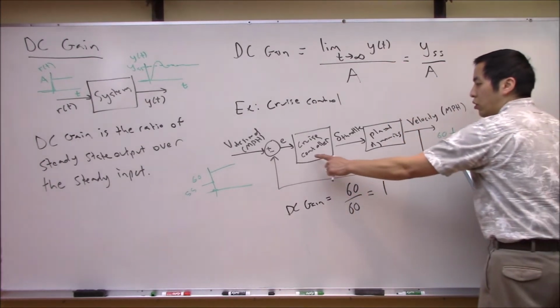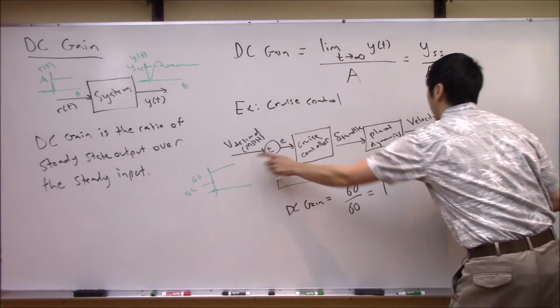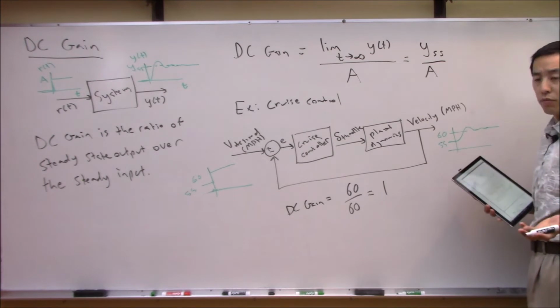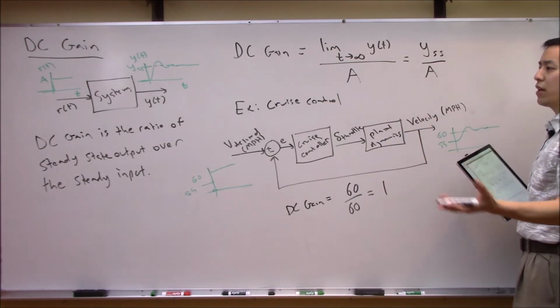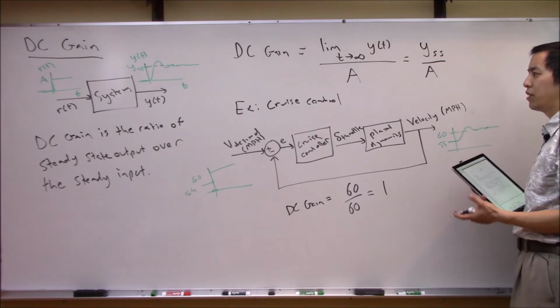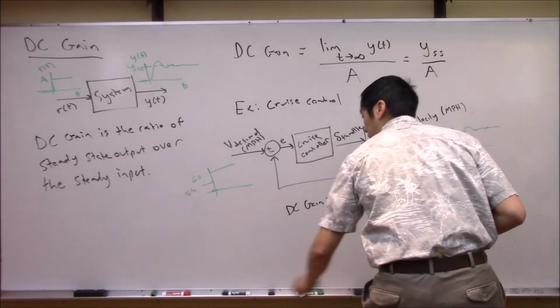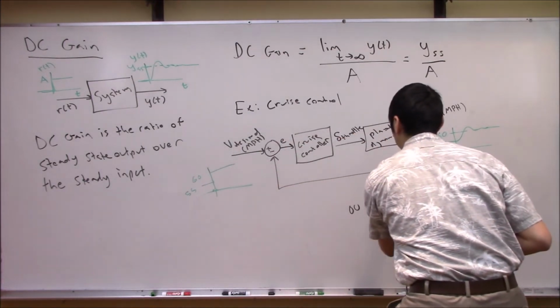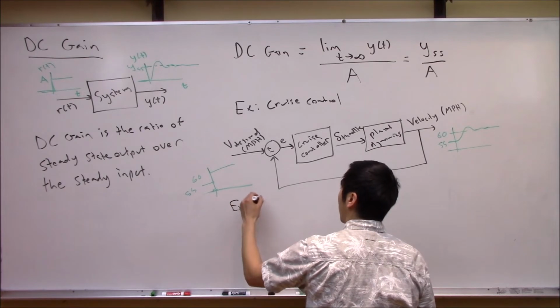So if you designed your controller right, this whole system from input to output should have a DC gain of 1, right? But you know, it doesn't have to be 1. There are many scenarios where you might have a system where the DC gain is not 1. So let's look at another example here. Maybe let me erase this down here. You know, how about like an airplane engine?